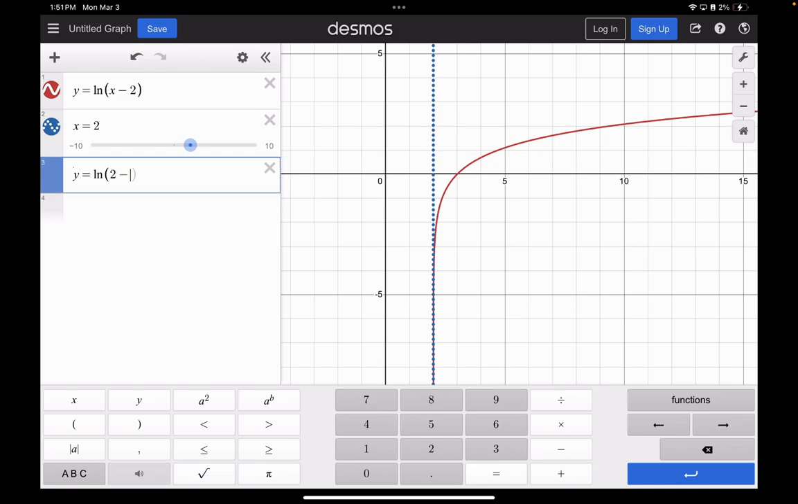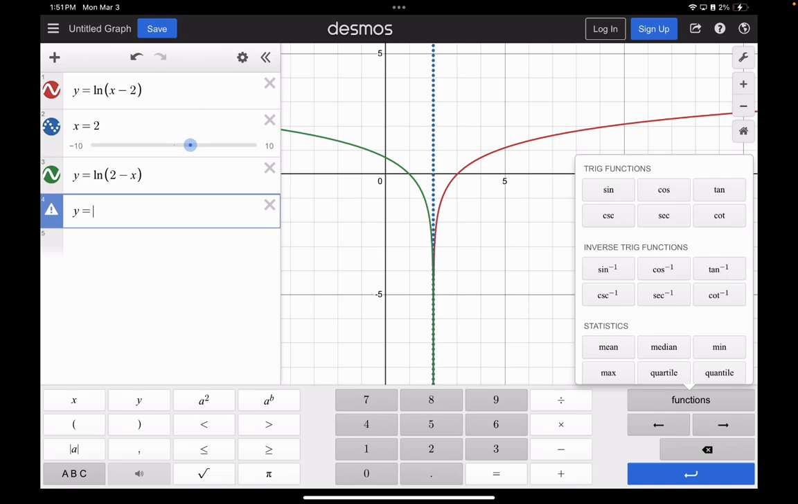And what was our domain? X is smaller than 2. Smaller than 2. So same vertical asymptote, just on the other side. Totally. And then what's our last one, Carlo? I actually don't know. X squared.